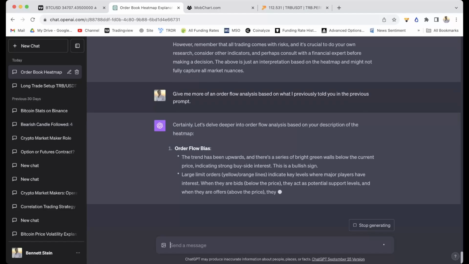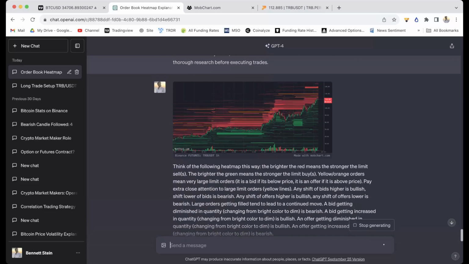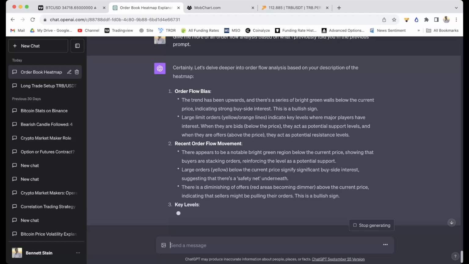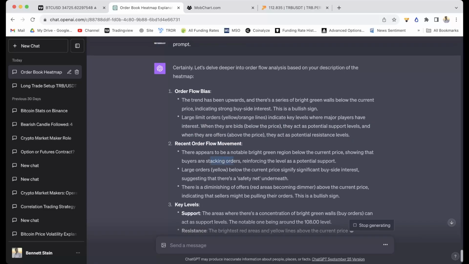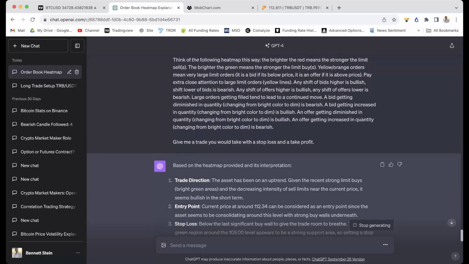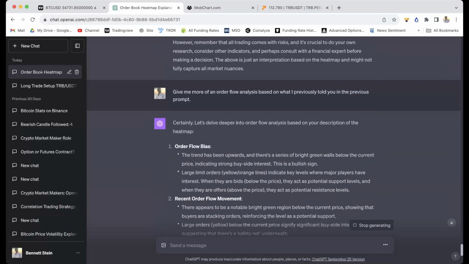Bright green walls below current price indicating strong buy. Yeah, there 100% is here. I agree with you there. That is very basic, but I don't think anyone would disagree with you there. Stacking orders means increasing liquidity, meaning increasing your order size. Yep, this is all pretty good. Large yellow below current price. Where's the yellow? I don't really see any. I think that's above, not below, but all right.